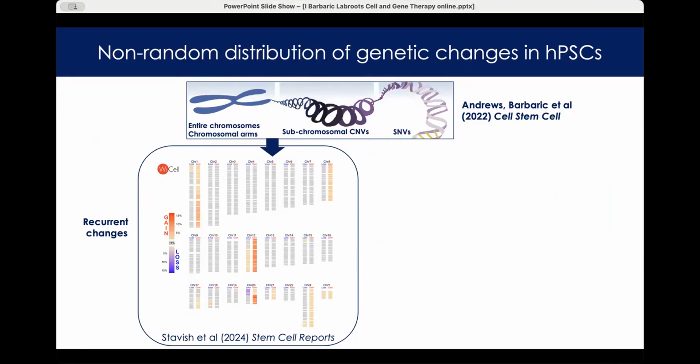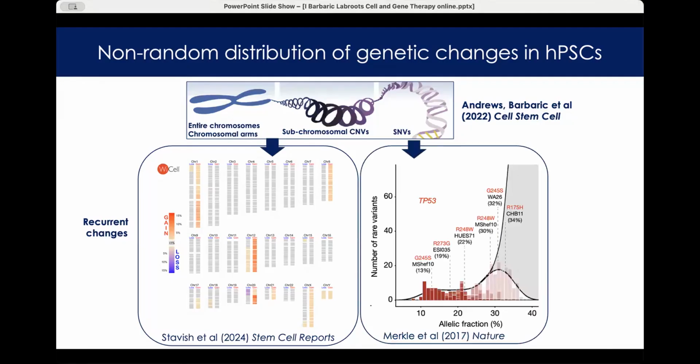At the karyotype level, we tend to see the same karyotypic aberrations time and time again, and these are gains of chromosome 1, in particular 1q, chromosome 8, 12, 17, 20, and X. Similarly, at the single nucleotide variant level, we recurrently see mutations in cancer-related genes such as TP53. And this is again a worrying parallel between aberrations that on the one hand are seen in pluripotent stem cells upon culture, but on the other hand are also prevalent in cancer cells.